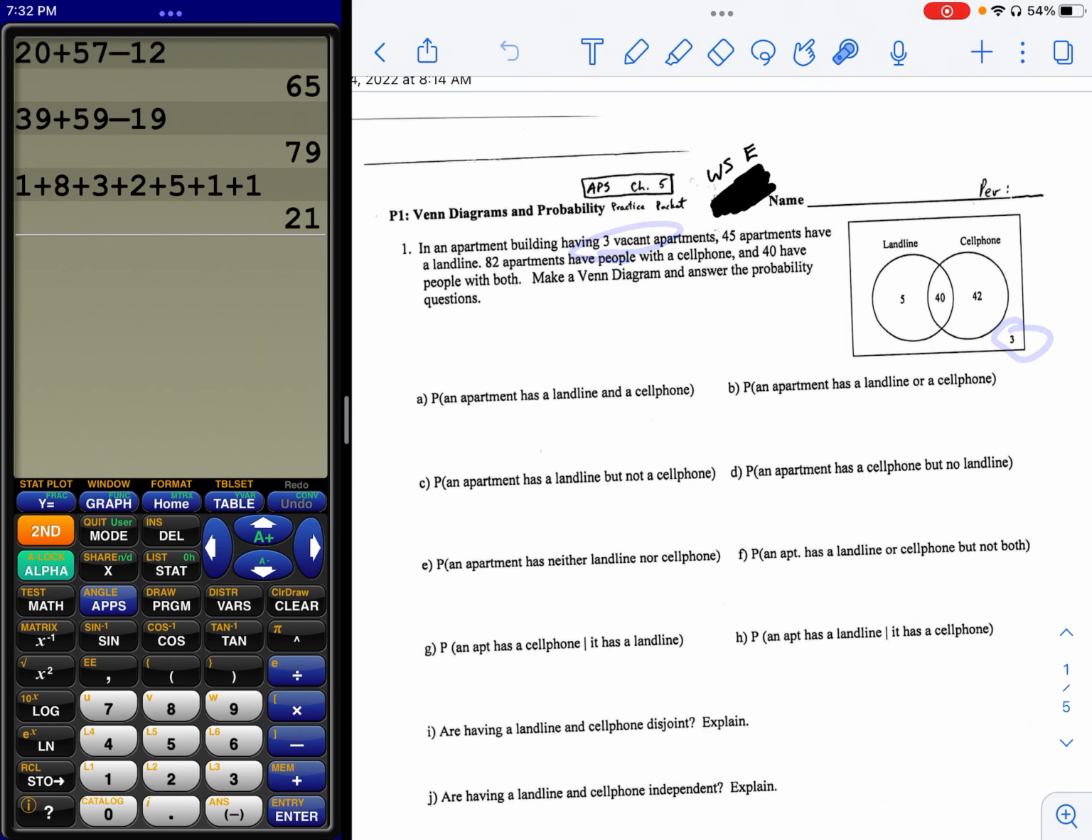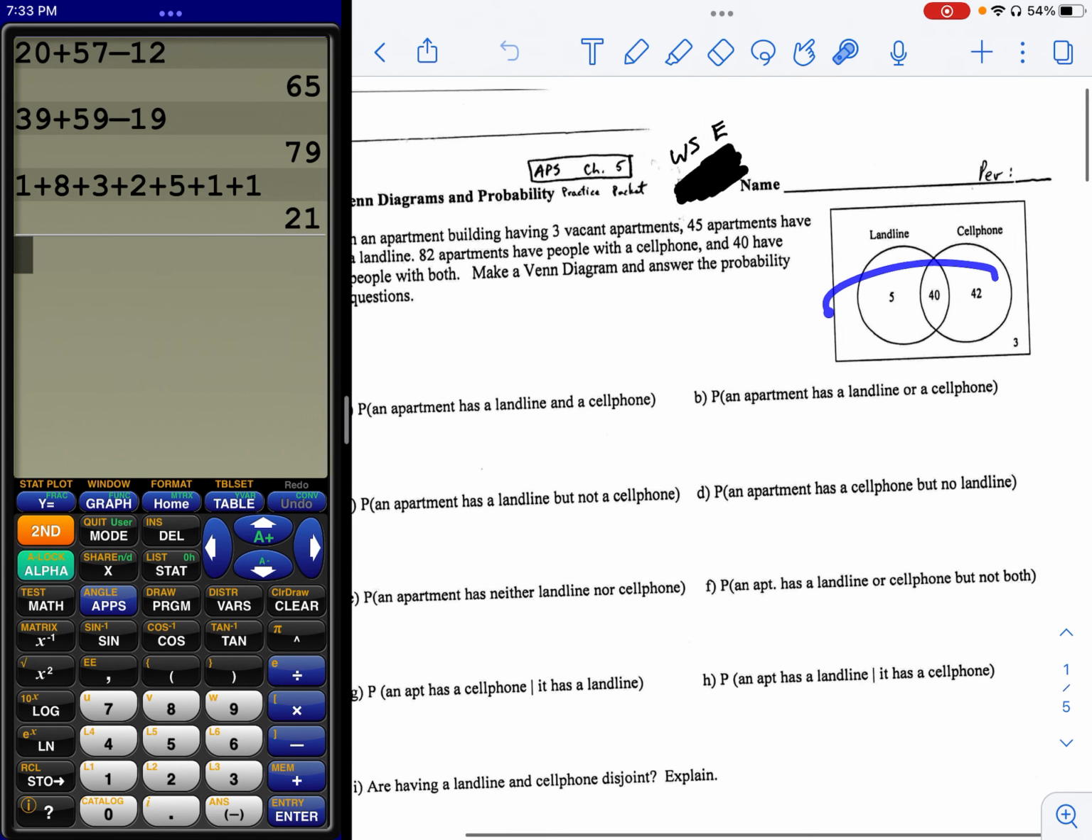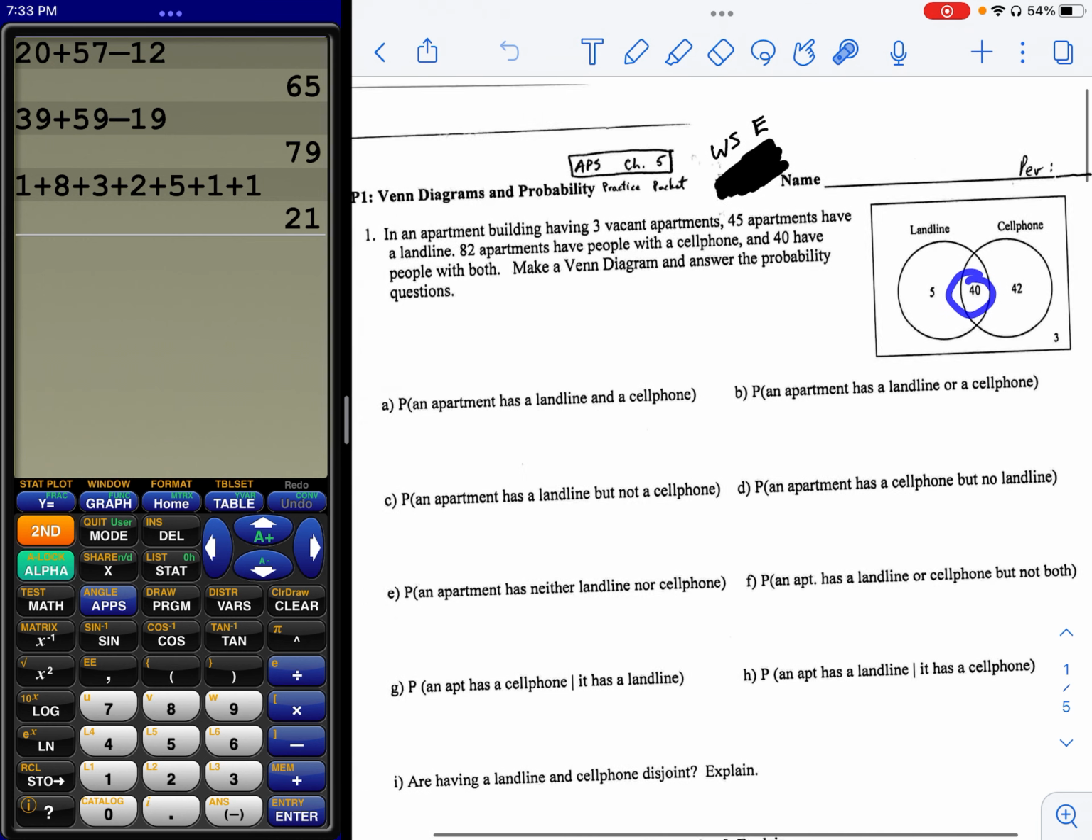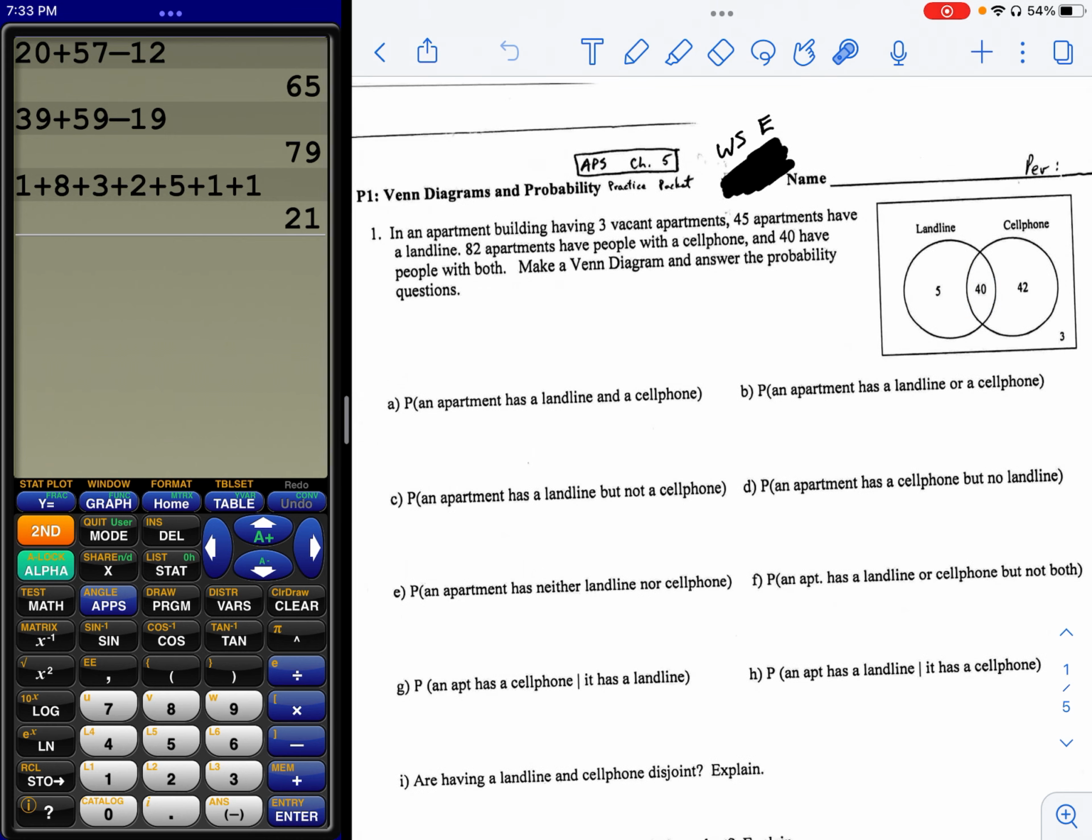Okay. So the vacant ones are just on the outside looking in. They don't have cell phones, obviously. No one's there, and they don't have a landline. So you fill in the chart like this. It's given to you this time. So the 40 comes from 82 minus 40, or it could even be 45 minus. Sorry, brain fart. 40 have both, so you just go ahead and put a 40 in the middle.